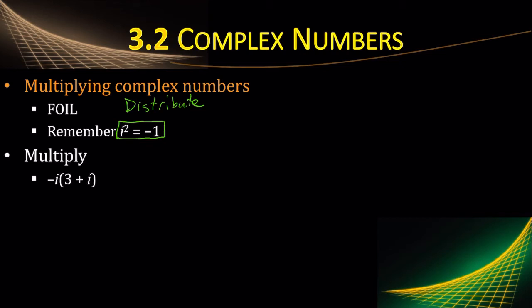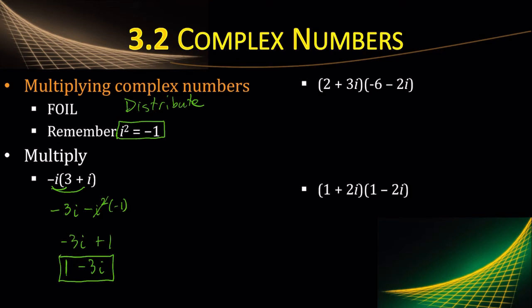All right, so here's our first example. I think we can just distribute here. So I'll have negative 1 times 3, negative 1i times 3, be negative 3i. And then I have negative i times i. Well, i times i would be i squared. But i squared is negative 1, so replace that with negative 1. Negative times negative is positive, so it'd be plus 1. And we write it with the real part first, the imaginary part second. So it's 1 minus 3i.